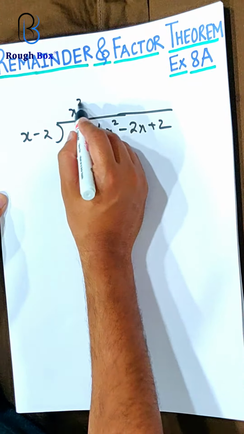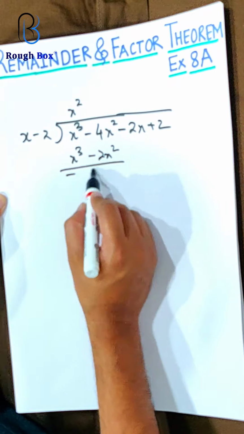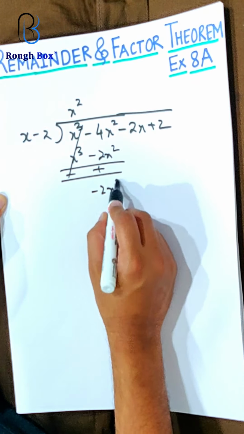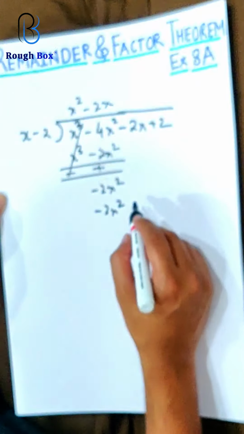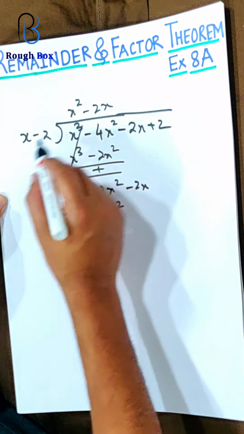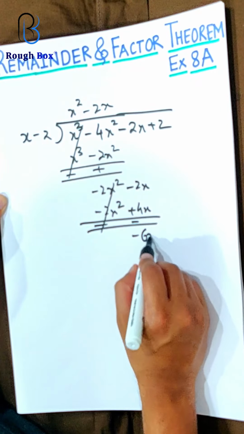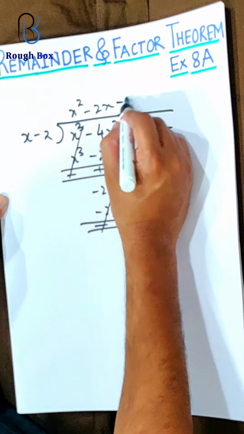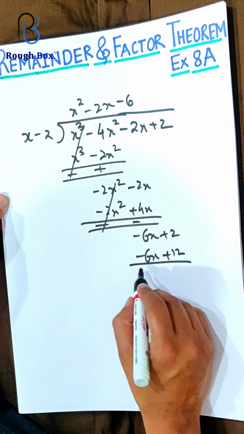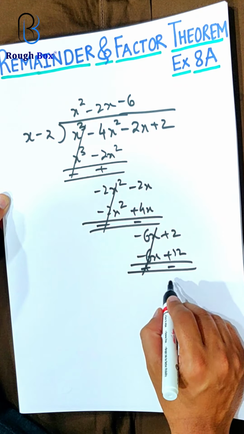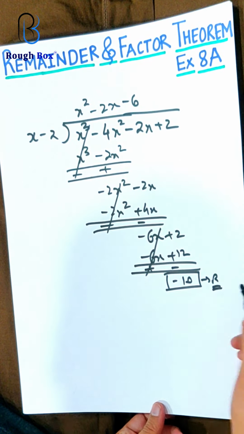So when I divide, x square into x gives me x cube minus 2x square. Cancels. Minus 2x square is the leftover. So minus 2x into x minus 2x square plus 4x. So this will come down and minus minus plus 4x. Signs change, cancels. I get minus 6x bringing plus 2 down. So minus 6 into x minus 6x minus minus plus 12. Cancels, and what is the leftover is minus 10. So this is my remainder.